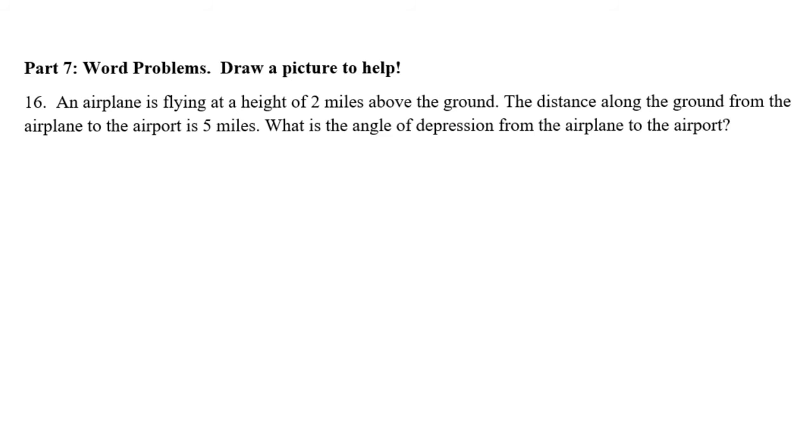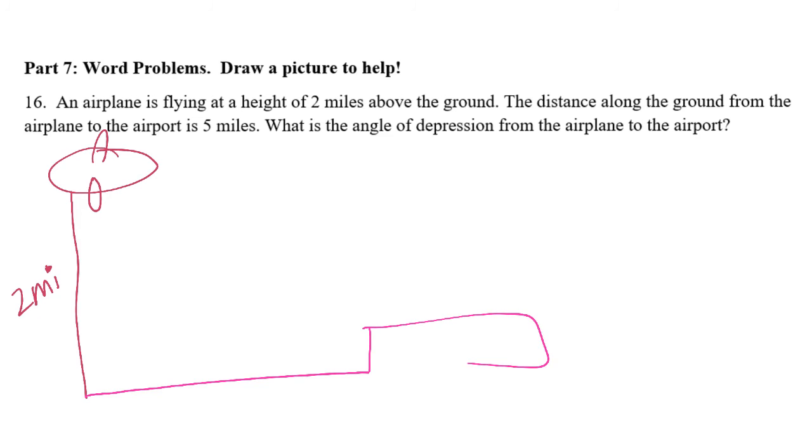So let's look at this one. An airplane is flying at a height of 2 miles above the ground. Okay, here's my beautiful airplane. It's flying 2 miles above the ground. So 2 miles is going to be that height. The distance along the ground from the airplane to the airport is 5 miles. So it's saying, here's the airport, all the buildings, the towers, all the things. This is 5 miles. What is the angle of depression from the airplane to the airport?